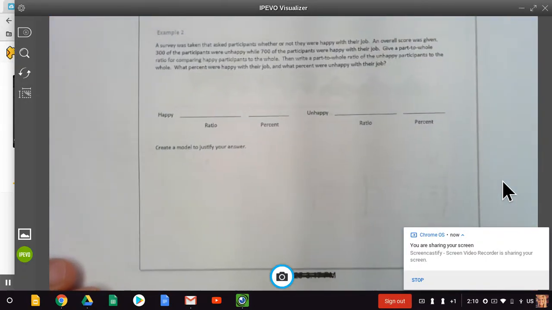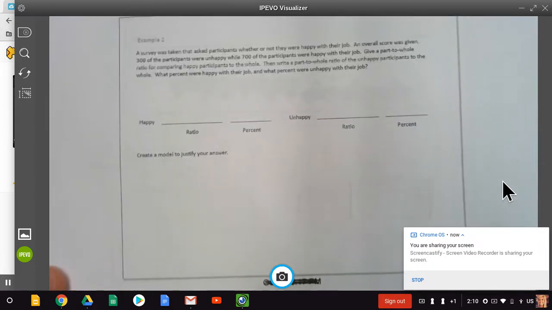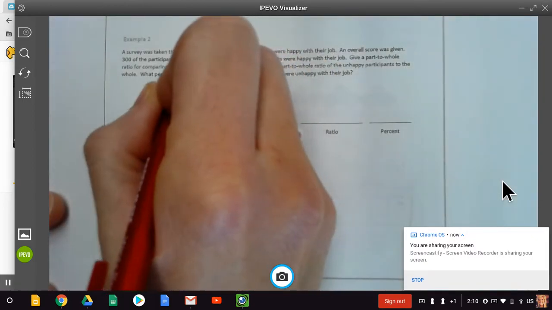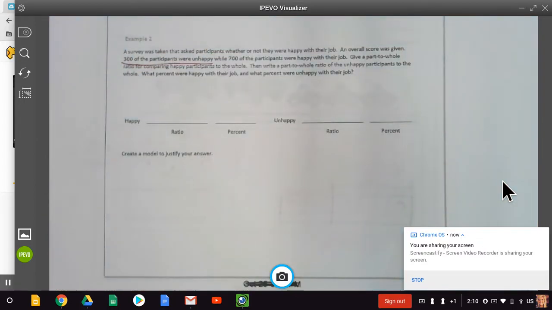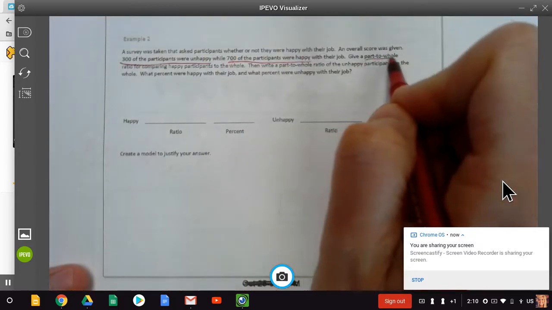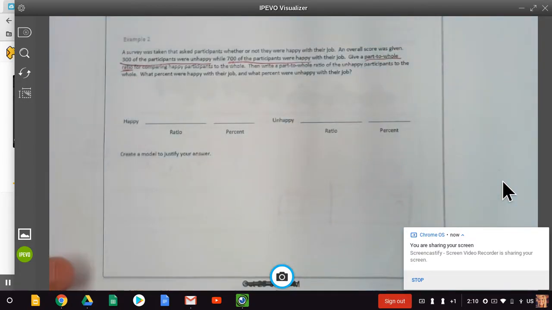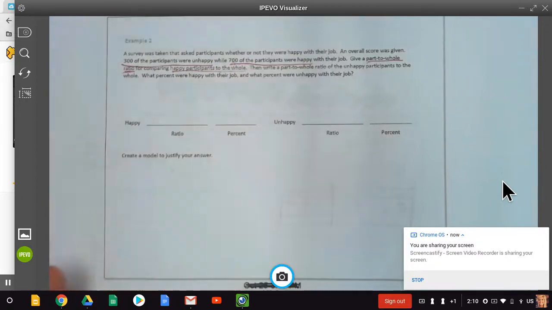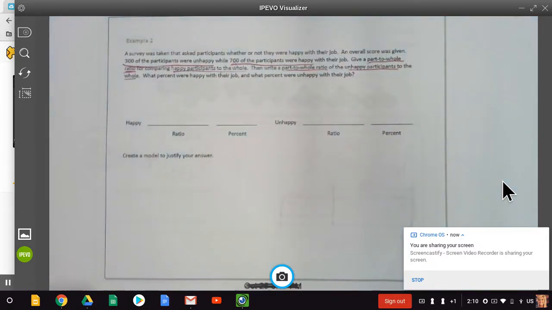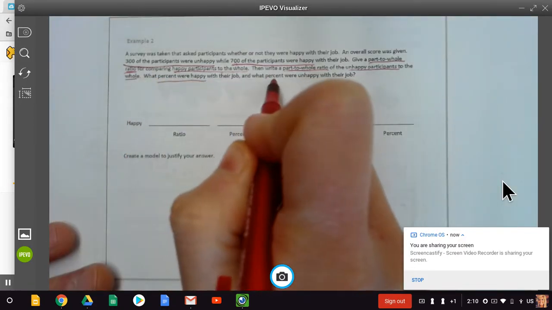Example 2 says a survey was taken that asked participants whether or not they were happy with their job. An overall score was given. 300 of the participants were unhappy. Let's underline that. 700 of the participants were happy. Give a part-to-whole ratio for comparing happy participants to the whole. Then write a part-to-whole ratio of the unhappy participants to the whole. What percent were happy and what percent were unhappy?